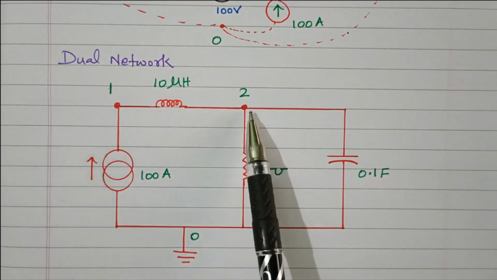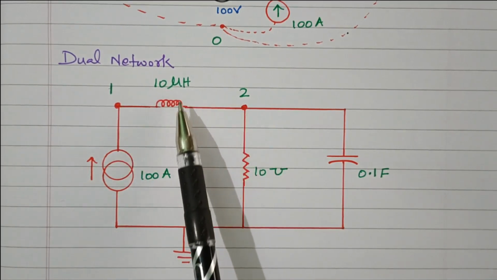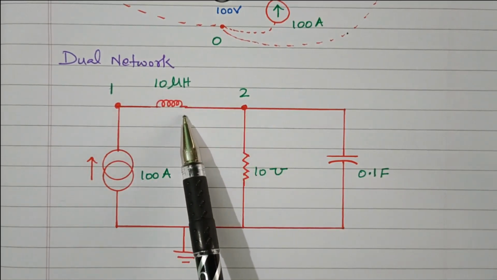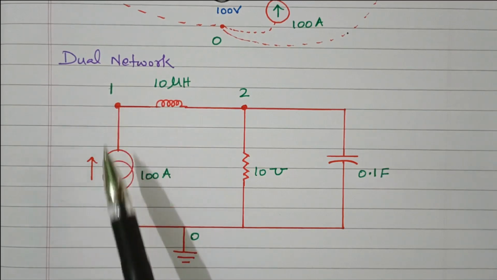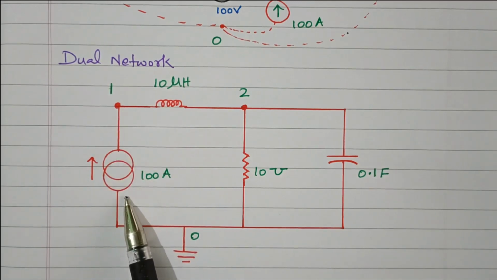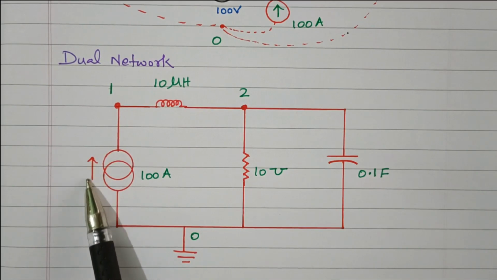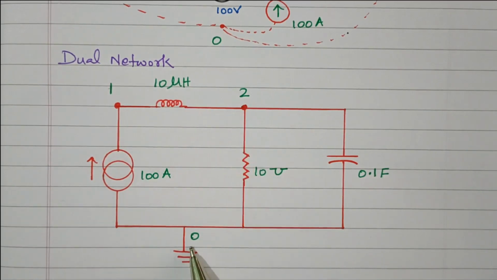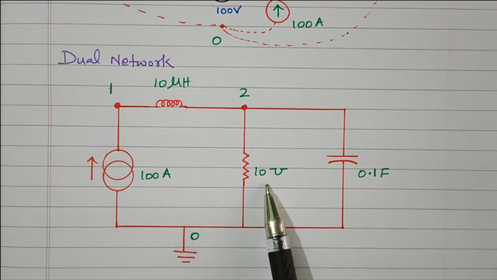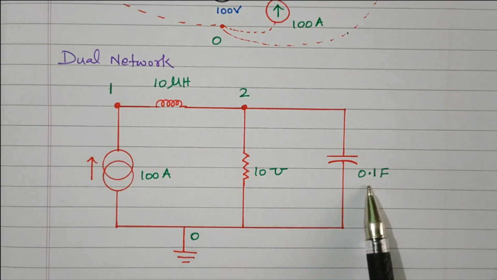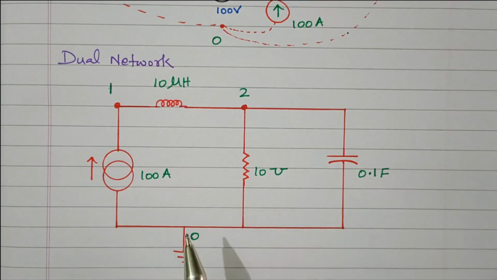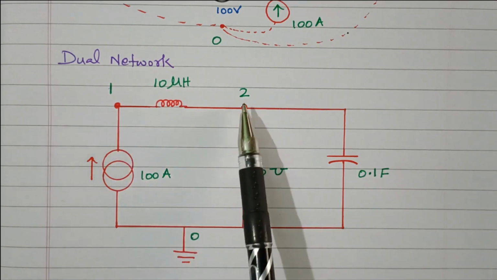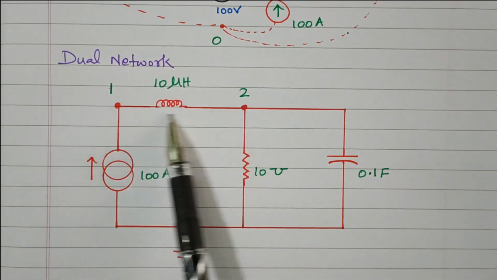So between 1 and 2, what we discussed, a 10 microhenry inductor is there. Right. Between 1 and 0, one voltage source, a rise in voltage, because current is flowing from negative to positive terminal. Between 2 and 0, 10 mho conductance and 0.1 farad capacitor. Right. So the dual network is drawn by putting the dots, 3 dots, then connecting the dots.